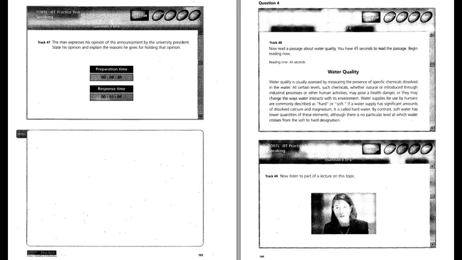The man expresses his opinion of the announcement by the university president. State his opinion and explain the reasons he gives for holding that opinion.